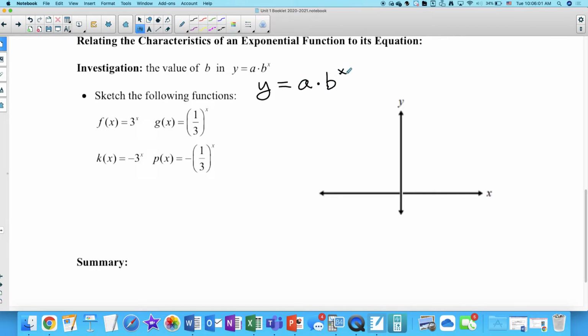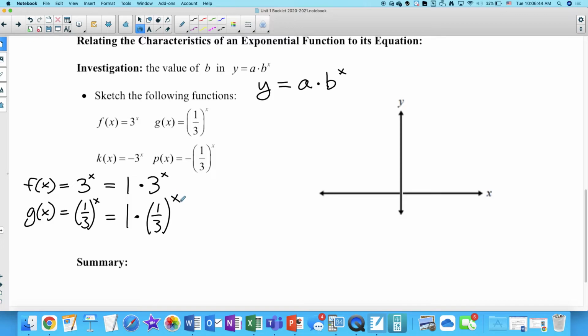If you're looking at f of x equals 3 to the x, that 3 is actually the base value because we keep multiplying over and over and over by 3, right? The exponent applies to this 3. So if I want to put in an a value, it would be 1 times 3 to the x. So here my a value is 1. If I look at the next one, same sort of idea. This is also 1 times 1/3 to the x.